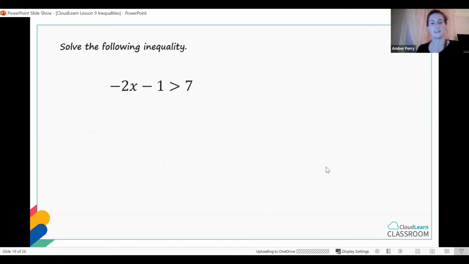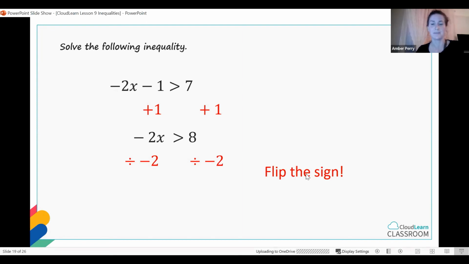Let's have a more complicated example. So here we've got minus 2x minus 1 is greater than 7. First step here is going to be to add 1 to both sides. So if we add 1 to both sides, we've got minus 2x is greater than 8. Next step is going to be to divide by minus 2. But because we are dividing by a negative, we must flip the sign. So only when we multiply or divide by a negative do we flip the sign. So now we're going to have x is less than minus 4. Does that help?